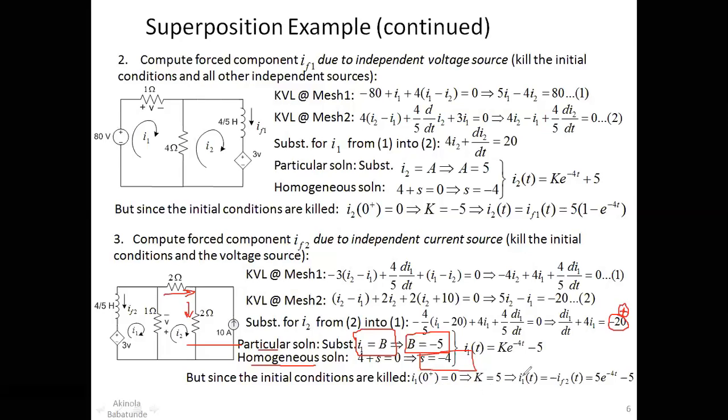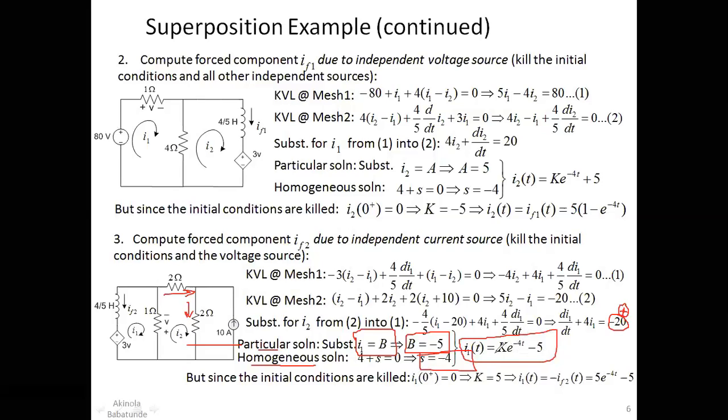Once you have that, it simply means you have got two solutions. If you add both of them together, you will get the total forced response when you kill the voltage source and you only keep the current alive, and of course you also kill the initial conditions. Okay, so what you have is I1 of t will be equal to k exponential minus 4t minus 5, because you got your s to be equal to minus 4. So that comes here automatically.